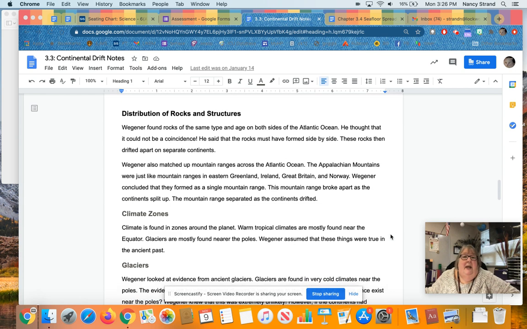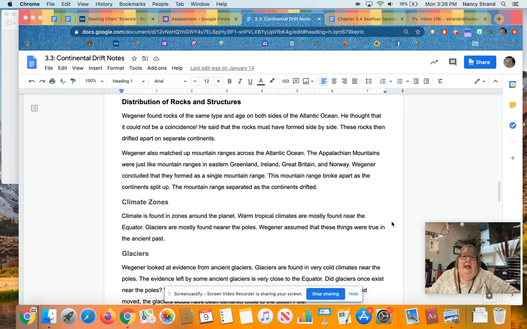Wegener also matched up mountain ranges across the Atlantic Ocean. The Appalachian Mountains were just like mountain ranges in eastern Greenland, Ireland, Great Britain, and Norway. Wegener concluded that they formed as a single mountain range. This mountain range broke apart as the continents split up. The mountain range separated as the continents drifted apart.